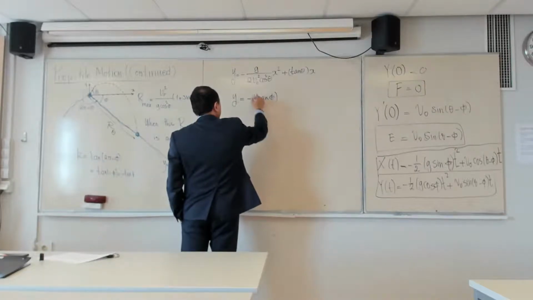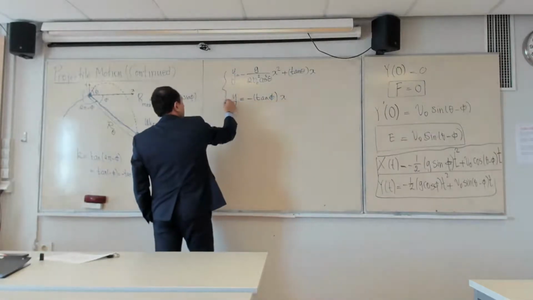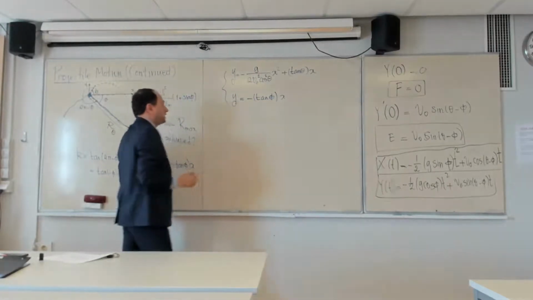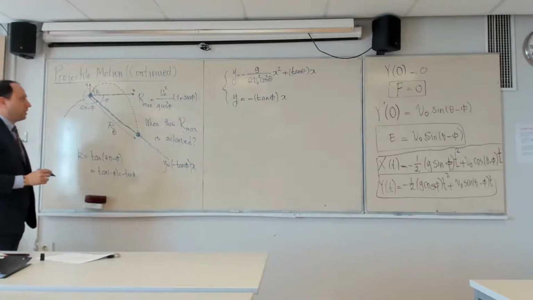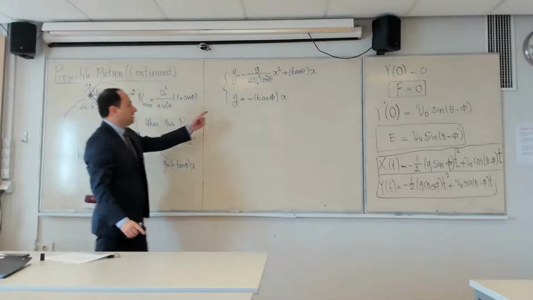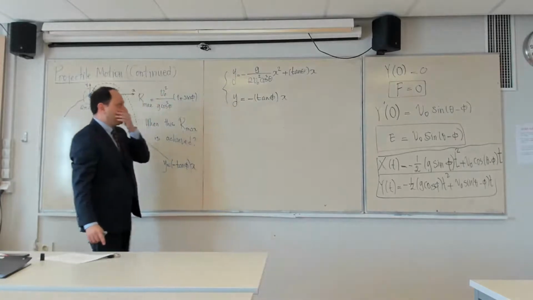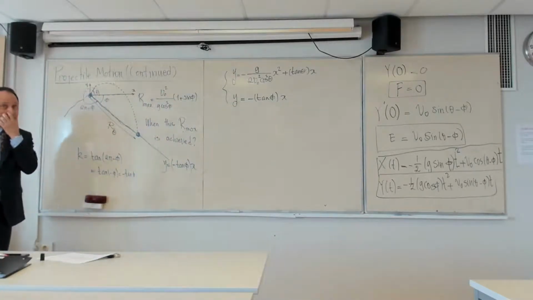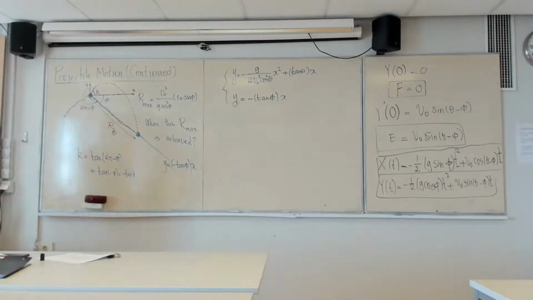Tangent of phi x. We put them in a system and try to solve this system of equations. What are my unknowns? My unknowns are just x and y. Everything else is assumed to be known. Now what I have to do, you remember I told you that if you want to just naively solve this problem, it is horrible. Do you remember I used one trick to make the algebra simpler? Do you remember that?